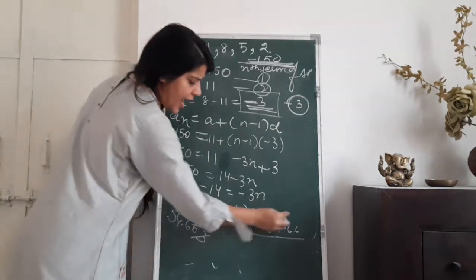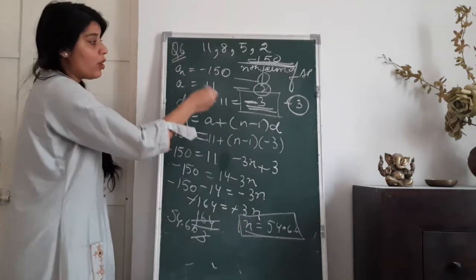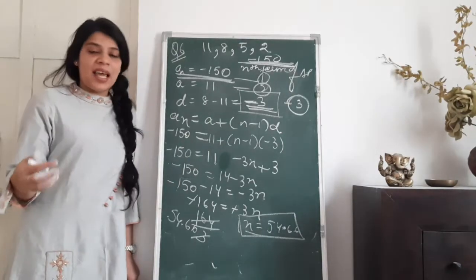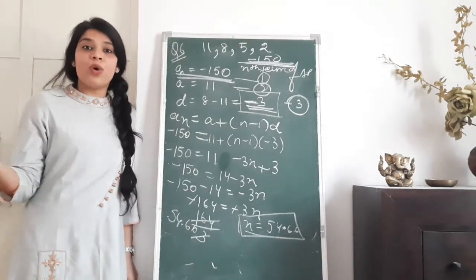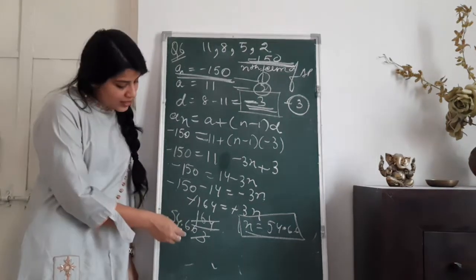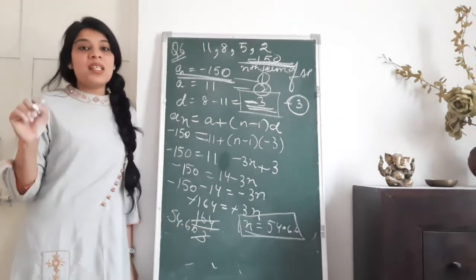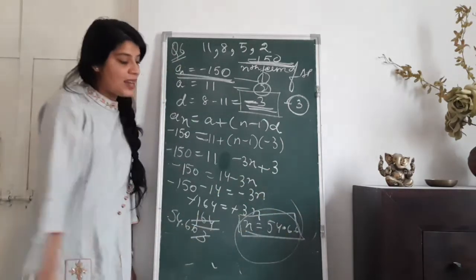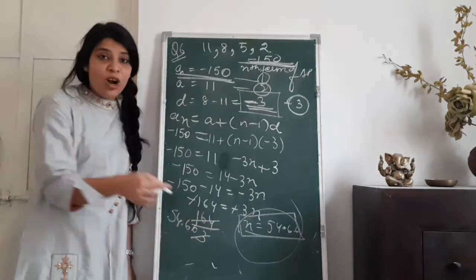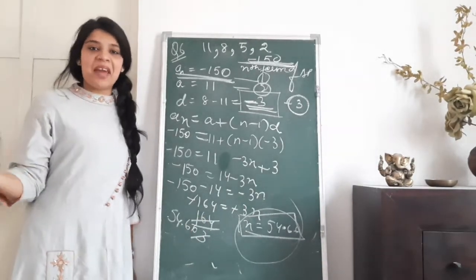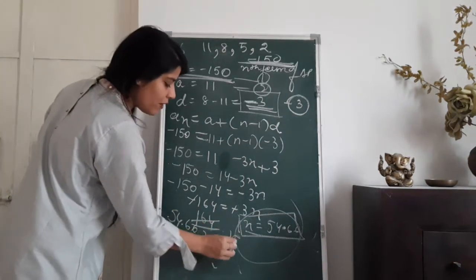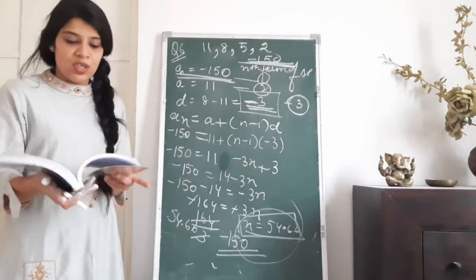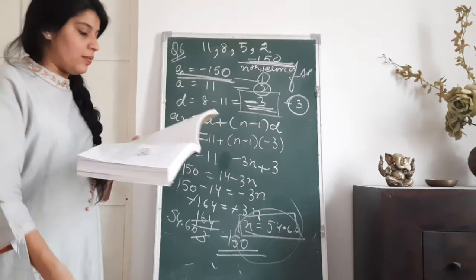Therefore, minus 150 cannot be a term of this AP, because the term number of this AP has to be of the form 1, 2, 3, 4, 5, 6, 7, 8. Is 164 exactly divisible by 3? No, 164 is not exactly divisible by 3 and is giving us a decimal value. As this is giving us a decimal value, this cannot be any term of this AP, right? Therefore, minus 150 is not a term of this arithmetic progression. Let's move on to the 7th question.